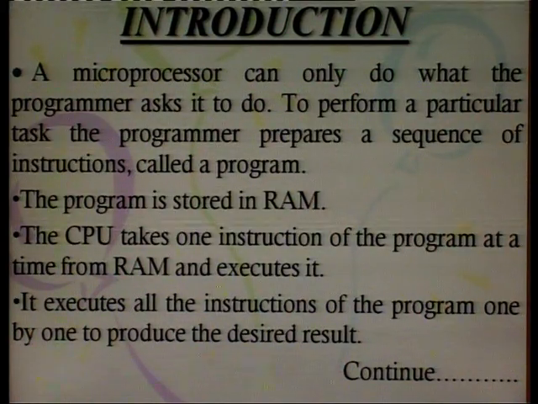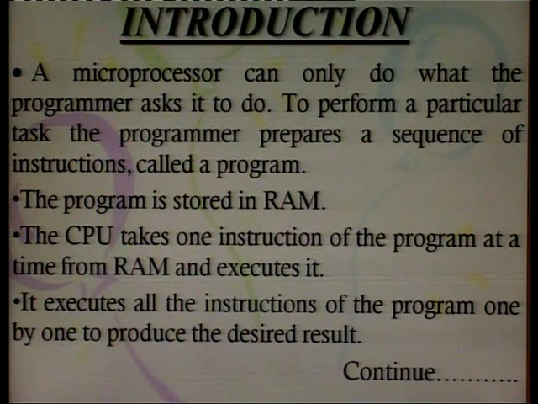A microprocessor is an integrated circuit in which all the circuits required to perform the function of a CPU are fabricated. That IC chip is called the microprocessor. And a microprocessor is a programmable device. By programmable device, we mean that the microprocessor can do what the programmer asks it to do.